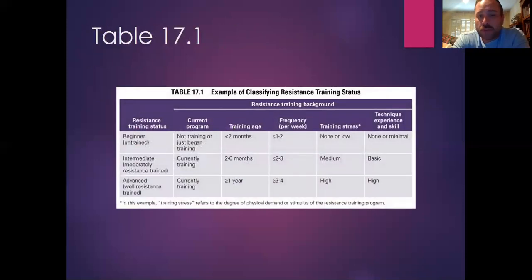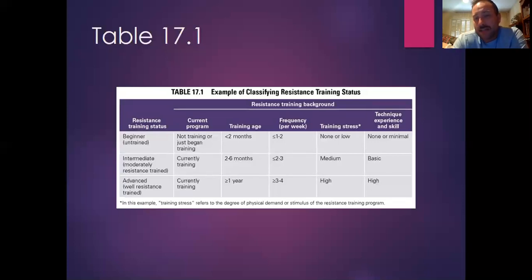And now this is just an example of classifying where somebody's training status is. If there's somebody that's not training or just began training for less than 2 months for 1 to 2 days a week, they're considered pretty much a beginner or untrained. Okay, they have no technique or experience skill. And then as you can see, the more and more we have advanced or been training, we move into an intermediate and an advanced. And basically what that's doing is it's not a concrete portion, but it is kind of a groundwork or a foundation for how you build.